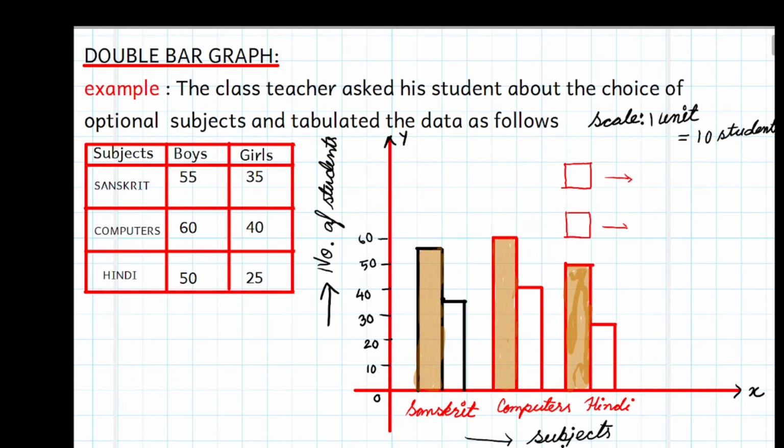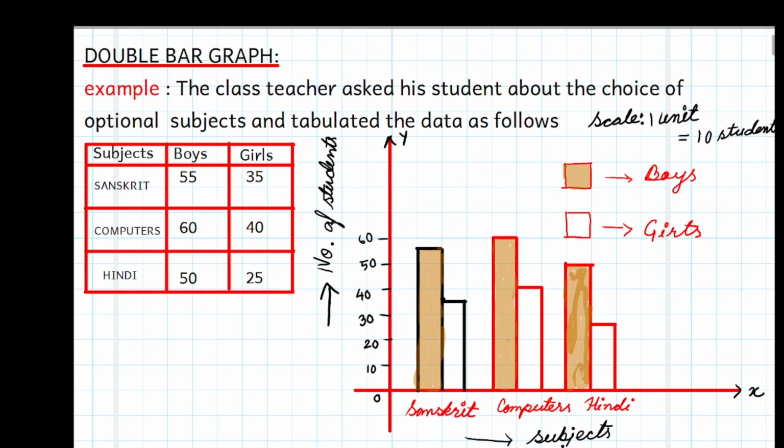The black one indicates what? Girls. And the yellow one, it indicates what? Boys. This is very important. Okay, so in this process we can draw the double bar graph.